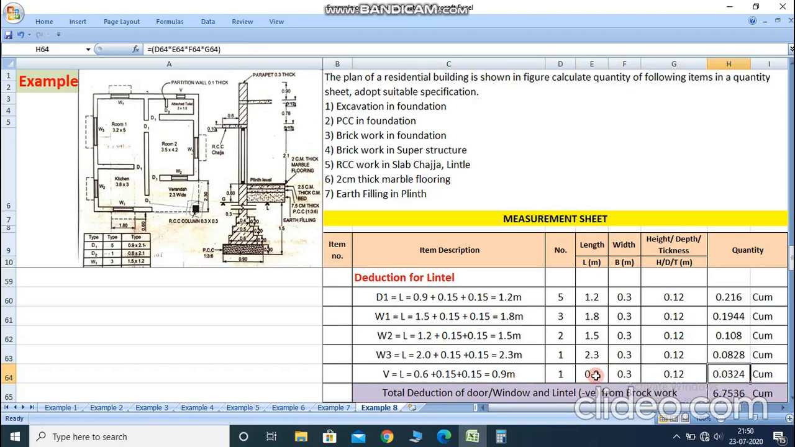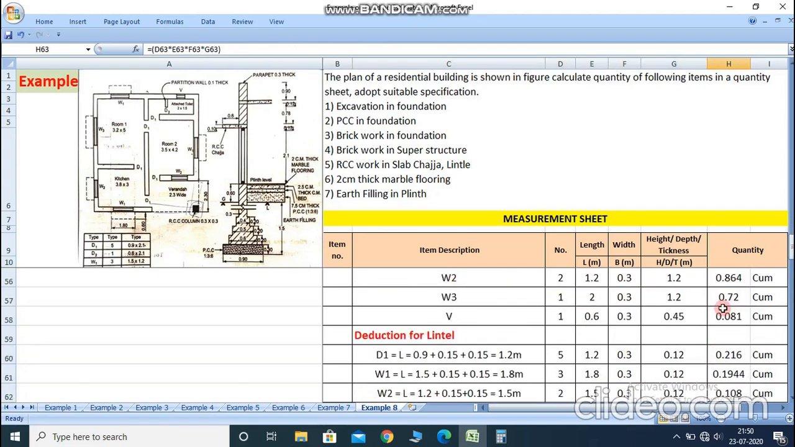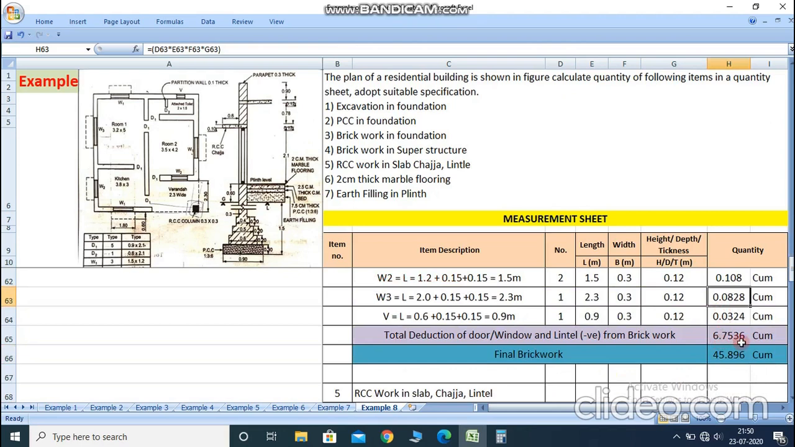Clear? Now the total deduction of the door, window and lintel we subtract from the total brickwork. Sorry, there's a spelling mistake here, brickwork. So the summation of the brickwork is 52.65 minus 6.7536. So the total final brickwork is 45.896 cubic meter.